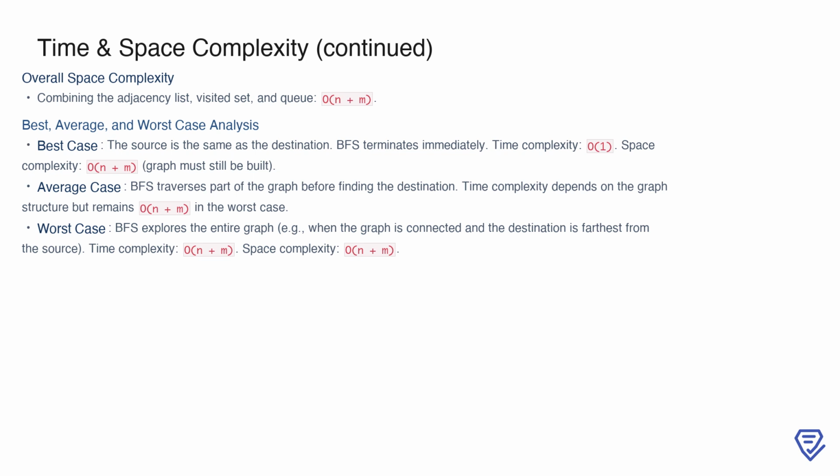For the average case, BFS traverses part of the graph before reaching the destination. The exact time depends on the graph structure, but the complexity remains bounded by O(n + m) in the worst case. Finally, in the worst case, BFS explores the entire graph. This happens when the graph is fully connected, and the destination is the farthest node from the source. In this scenario, both time and space complexities are O(n + m), as BFS processes all nodes and edges.